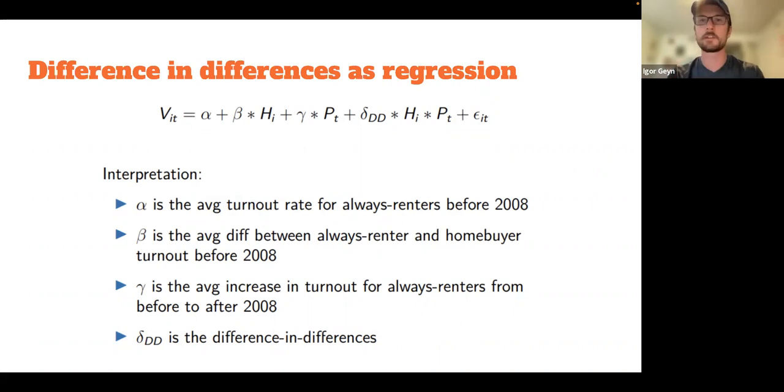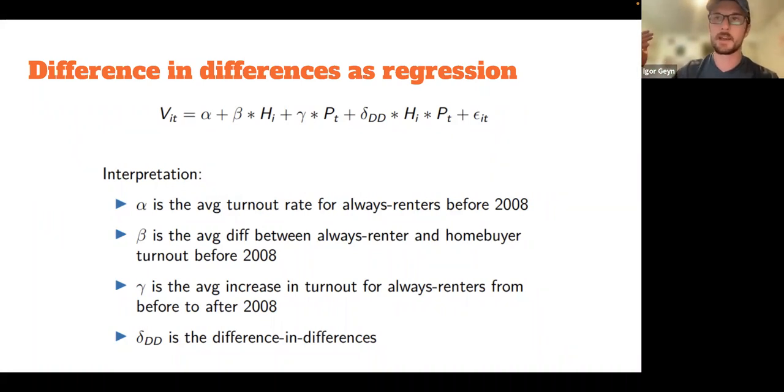Okay, so first things first, just going left to right. What does each coefficient tell us? In this case, what alpha tells us is the average turnout rate, or really the average of the outcome variable, which in this case is turnout rate, for always renters before 2008, where always renters are our control group. They're not treated. They don't receive treatment. And before 2008 is the pre-treatment period, right? So again, always renters are the control group. Before 2008 is the pre-treatment period.